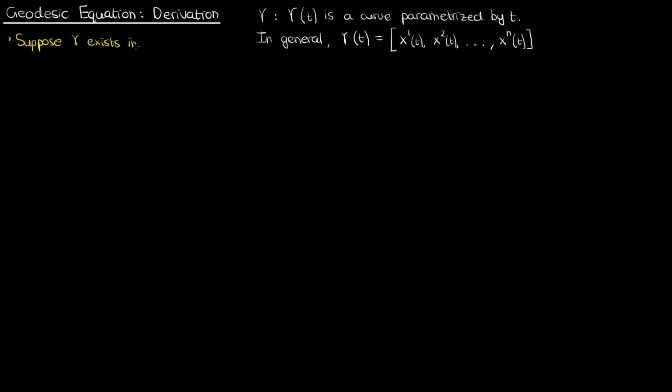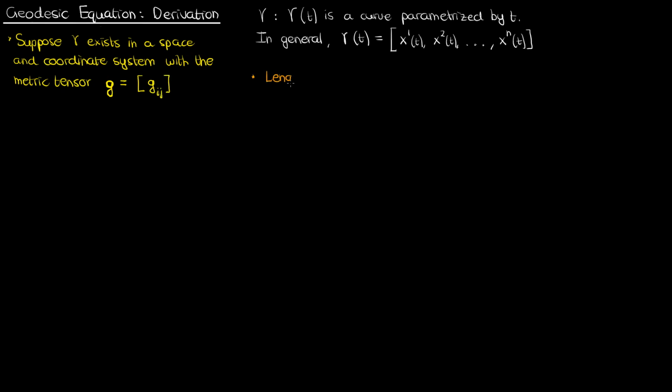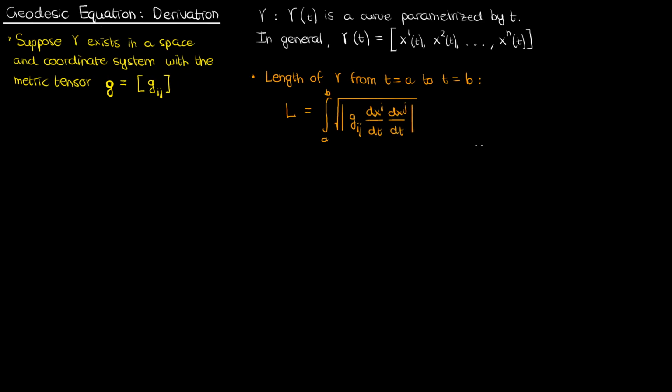Suppose also that my curve gamma exists in a space and coordinate system with the metric tensor g, whose components are given by g sub ij. If I wanted to find the length of gamma from t equals a to t equals b, then I can find this length, which I'll call L, using this integral, the integral from a to b of the square root of the absolute value of g sub ij times the derivative of x super i with respect to t times the derivative of x super j with respect to t, where x super i and x super j are the parametric equations of some coordinates that are found in the curve gamma.